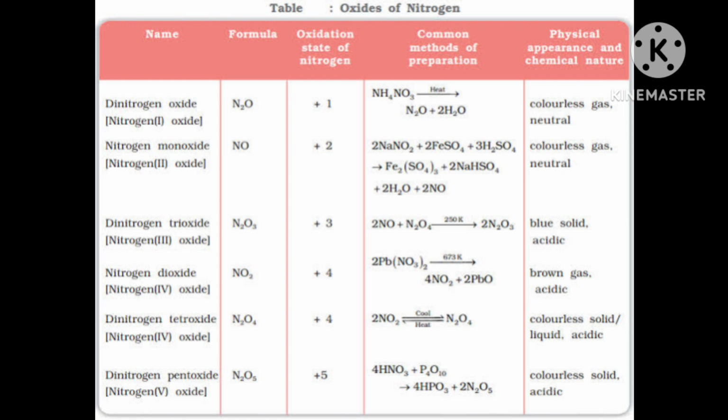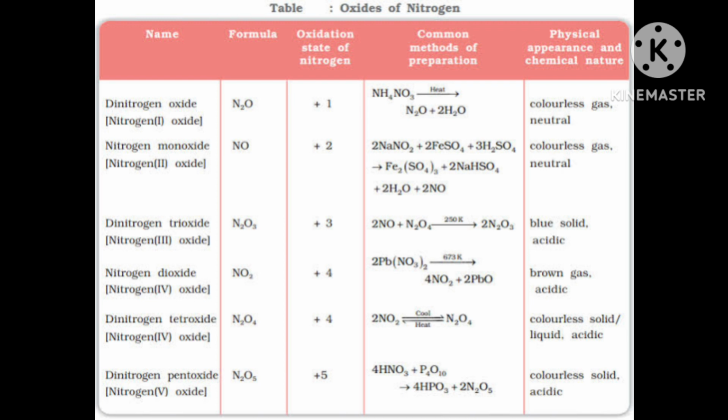And one more oxide I am telling you, that is dinitrogen pentaoxide, N2O5. It is called nitrogen 5 oxide. Oxidation state is +5. That's why it is called nitrogen 5th oxide. Correct? And how will you get N2O5? You will get that by use of 2 reagents.